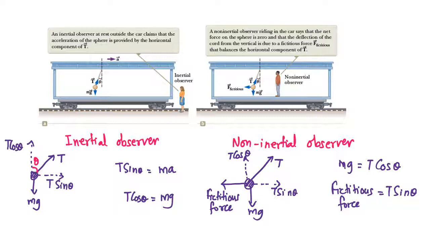If you look at the equations, we have four equations on this slide. From the first equation, T sin theta equals ma, and the fictitious force equals T sin theta, we can conclude that the fictitious force is equal to ma.